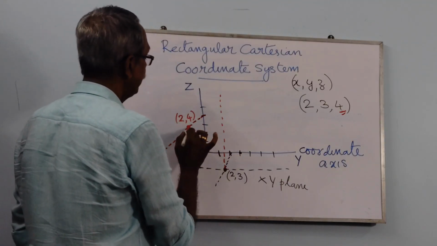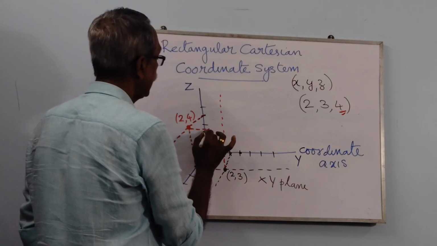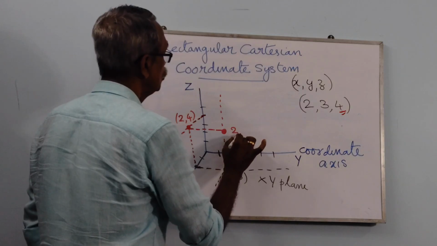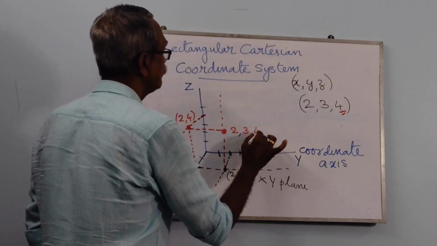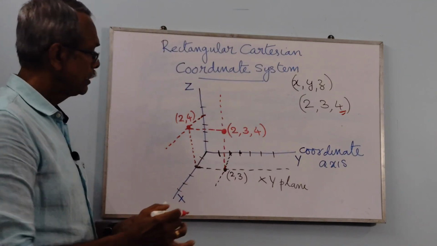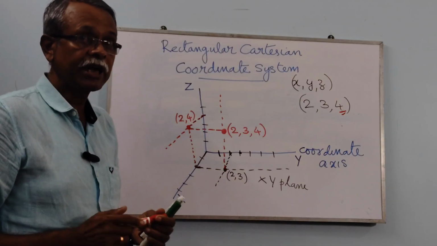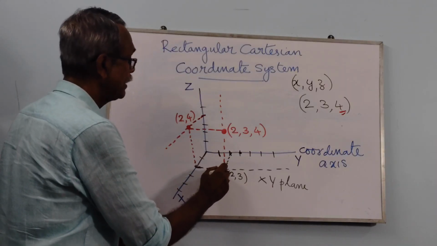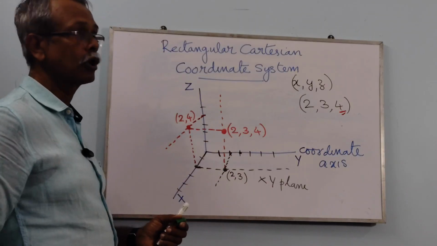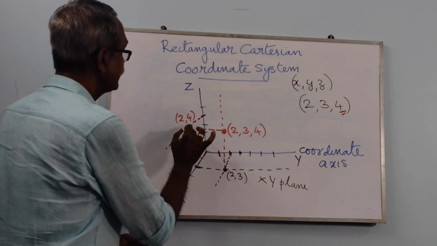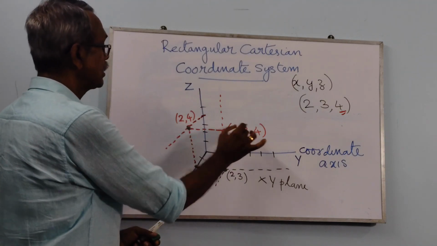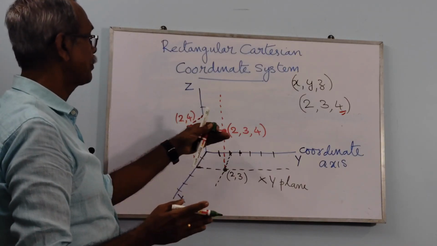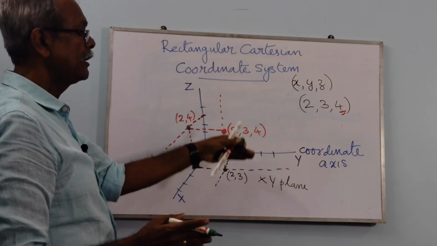Then I draw a line from here like this. This point represents 2, 3, 4. This point is the projection of 2, 3, 4 on the xy plane. This is the projection of 2, 3, 4 on the xz plane. Similarly, I can have a projection on the yz plane also.